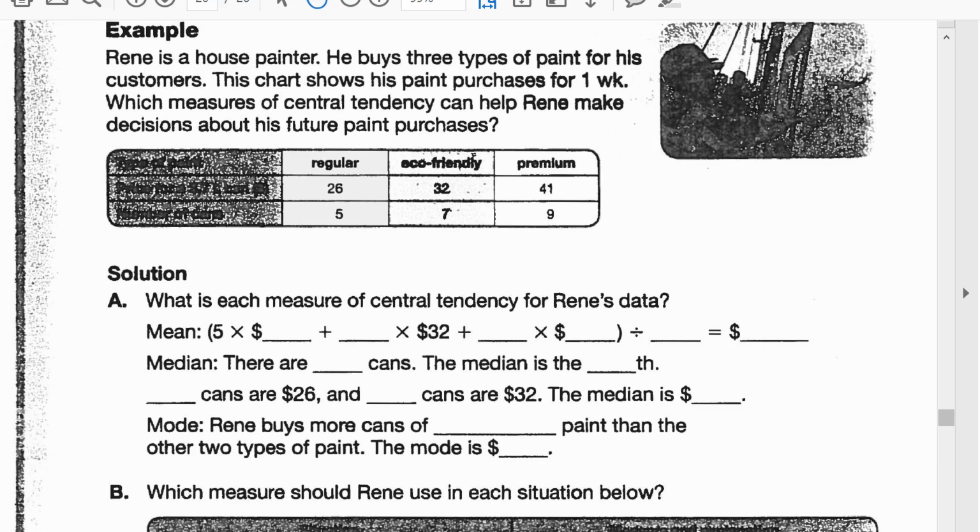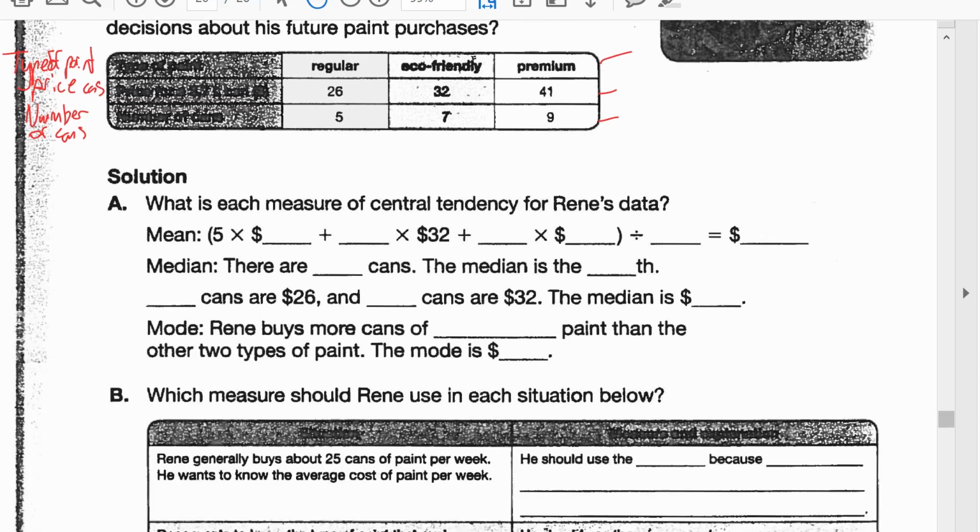Okay, well, let's do all 3. So I'll write down what this says. This says type of paint. The next one says price for a can, and then the bottom says number of cans. So we got type, price, number. Which measure of central tendency is good for him?